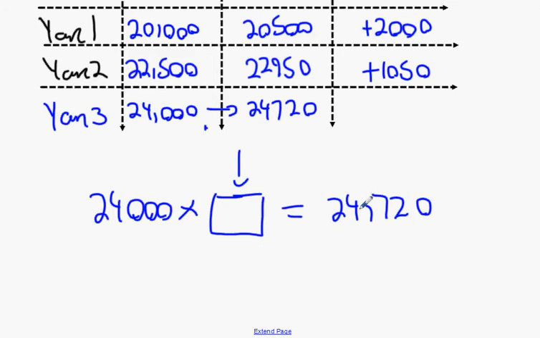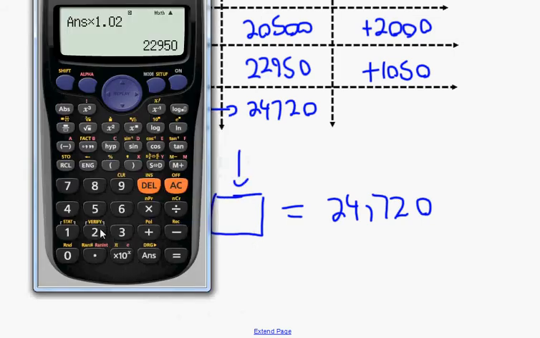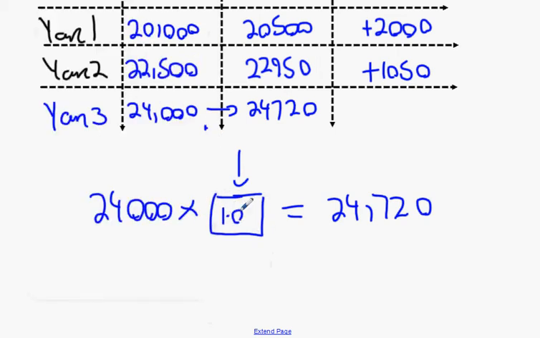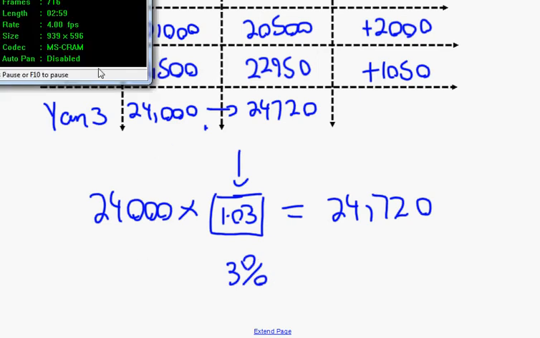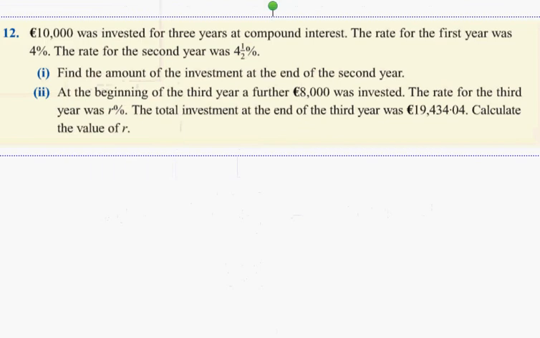We had to figure out what number we multiplied it by to turn it into the bigger number. So the opposite of multiplication is division. Divide the 24,720 by 24,000. So 24,720 divided by 24,000, and lo and behold, it's 1.03. What does 1.03 stand for? 3% added on in that final year. Any questions?